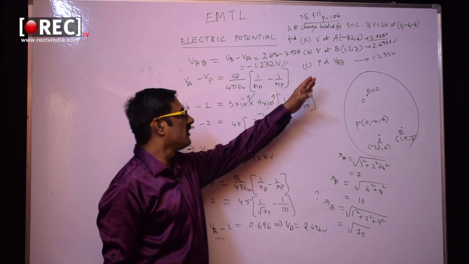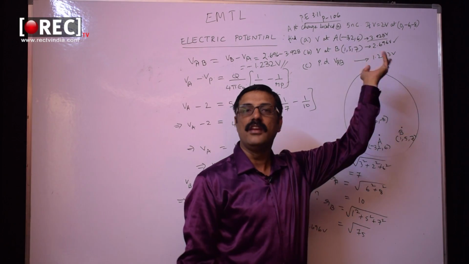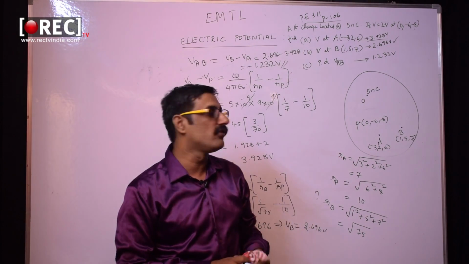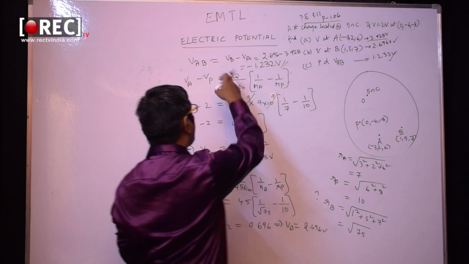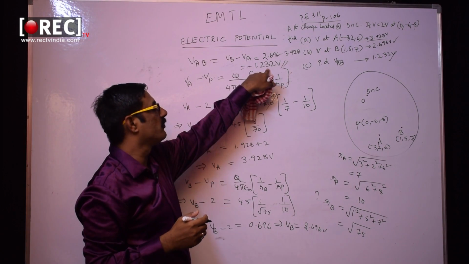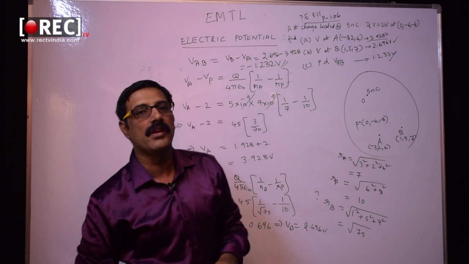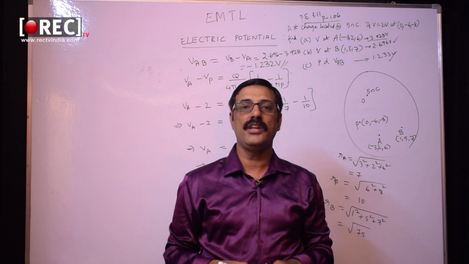So I think he might have got the value as VBA. Numerically our answer is correct, so we can assume that our answer is correct here. We have taken VAB, we got it as minus 1.232, and obviously VBA would be plus 1.232.